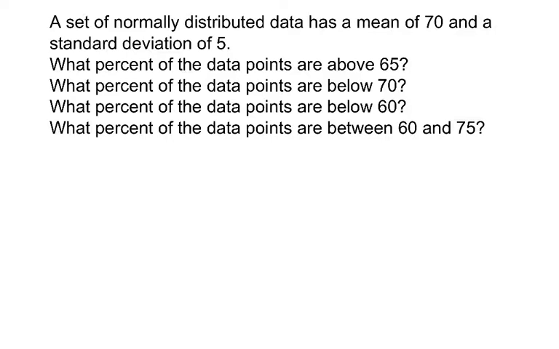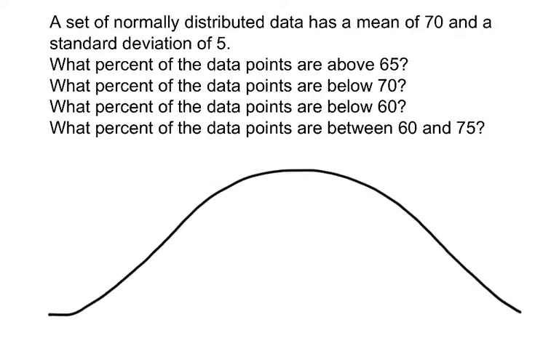Let's take a look at an example. Okay, here's an example that involves several questions. A set of normally distributed data has a mean of 70 and a standard deviation of 5. And then we have 4 questions that we're going to answer. The first thing we want to do, as soon as we read that, is draw a picture of this curve. So we will draw in our normal curve, and the mean goes right in the middle, and that is 70. And we're told the standard deviation is 5.